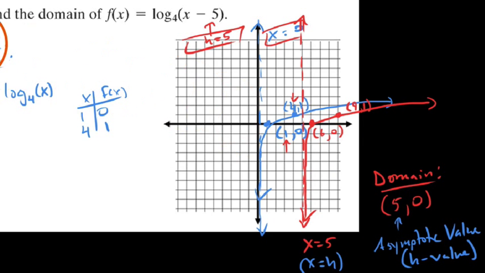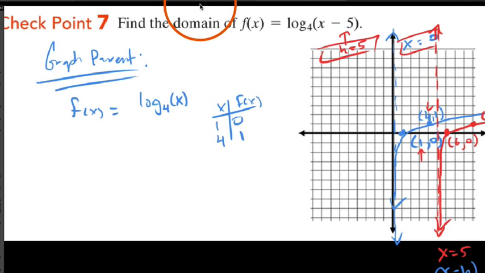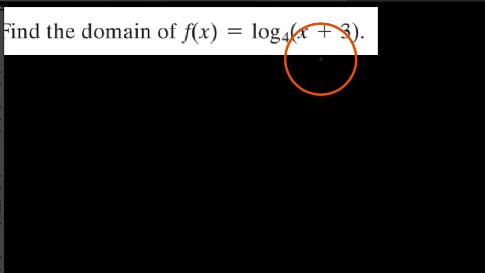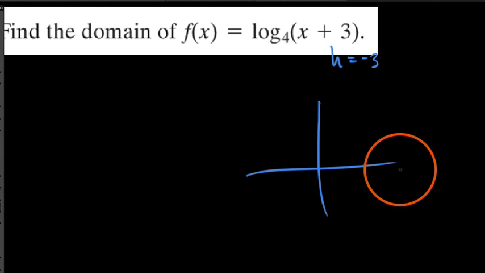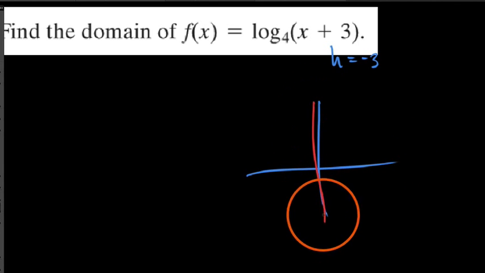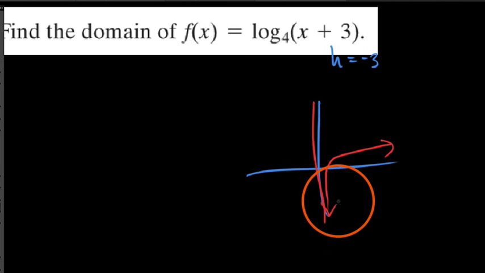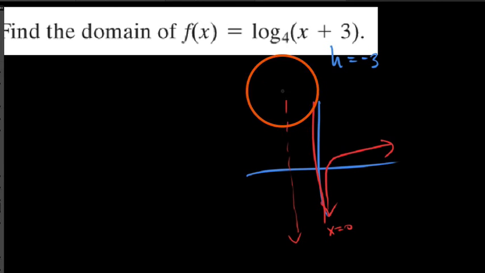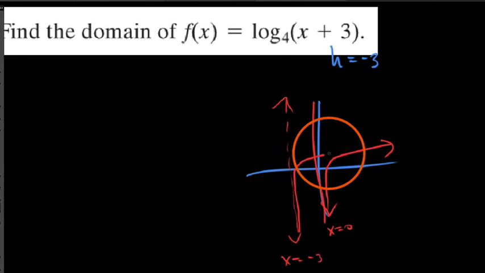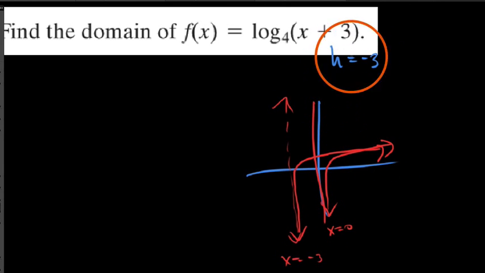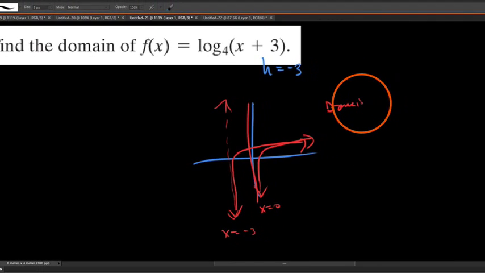So what I can say is, if that's the case, then without making a graph, perhaps, we could take a look at this next function here. We say log base 4 of x plus 3. What I want to indicate here is that our h value is -3. So if we were to kind of visualize this here, we would say that our parent function would run this way, and it'd look like this, and this would be x equals 0. This would really just be shifted left 3, and we could say that its new vertical asymptote would be x equals -3, but it would still be a similar graph. And so its domain, we could say by observation, is going to be -3 to infinity.